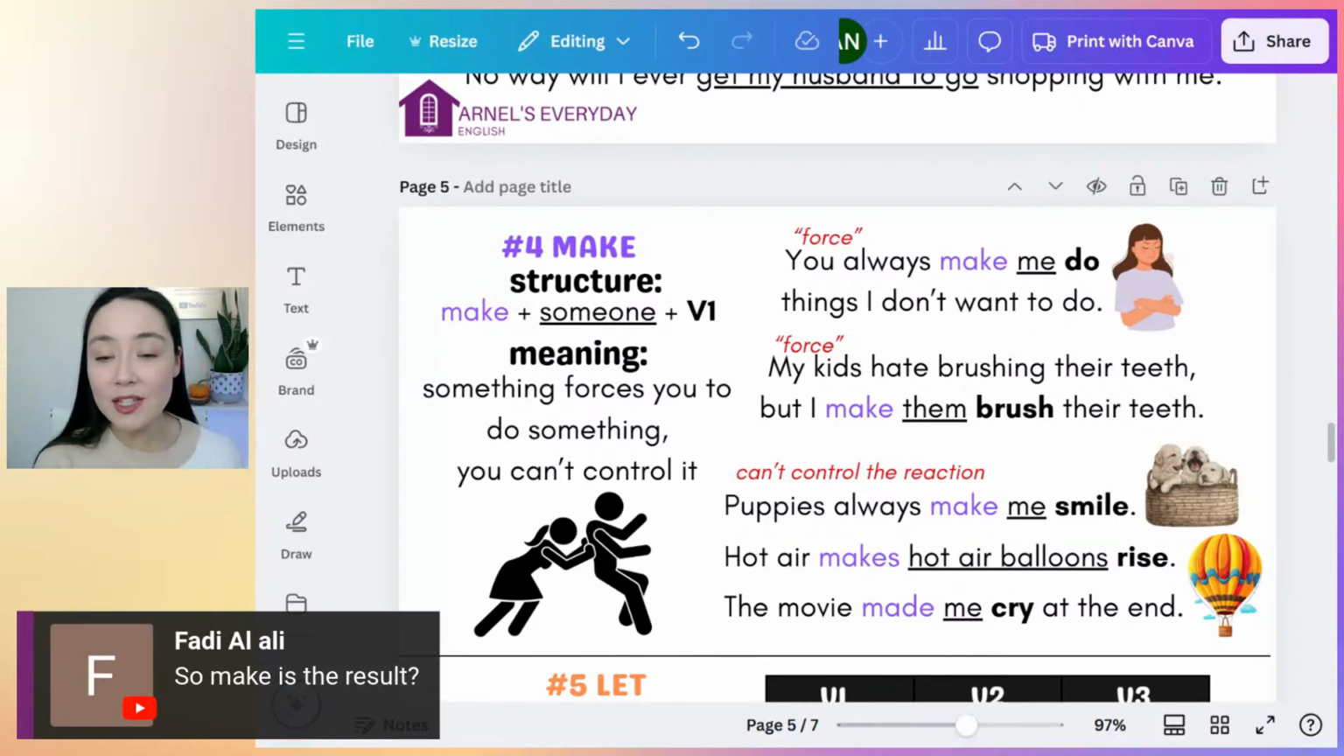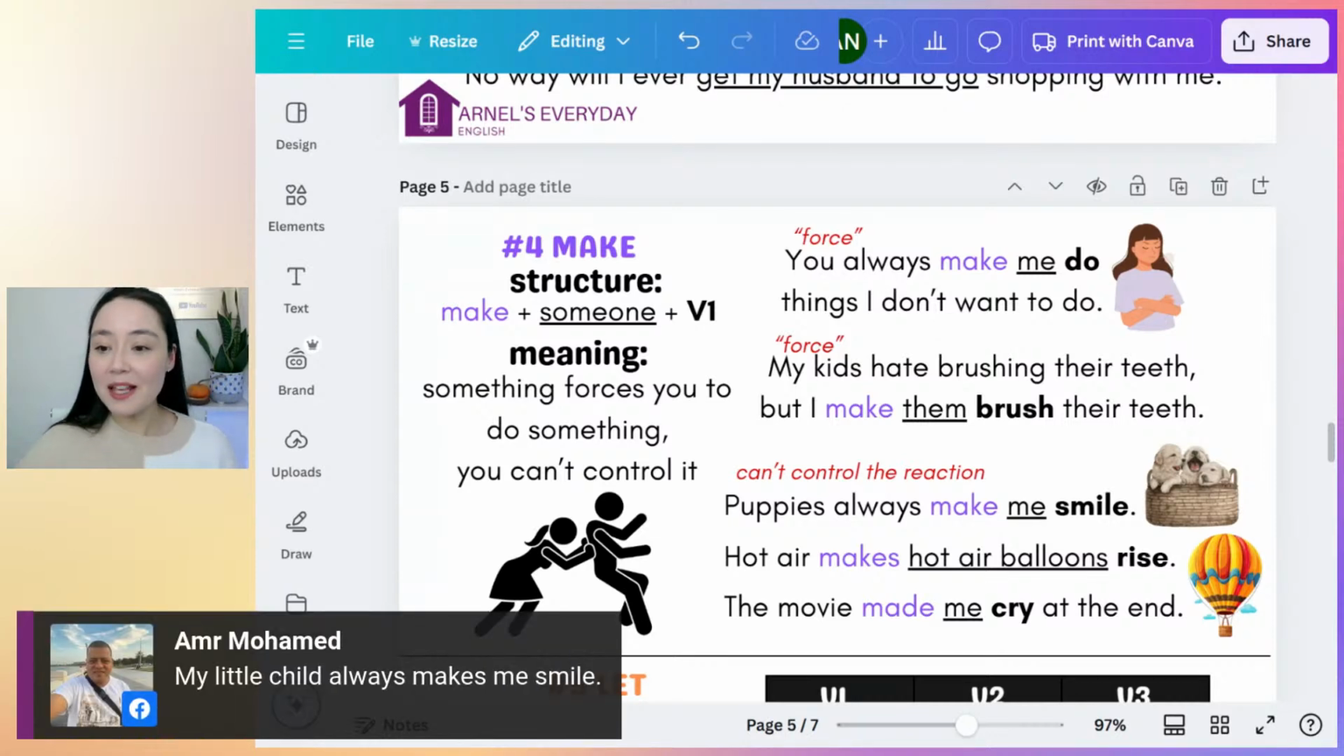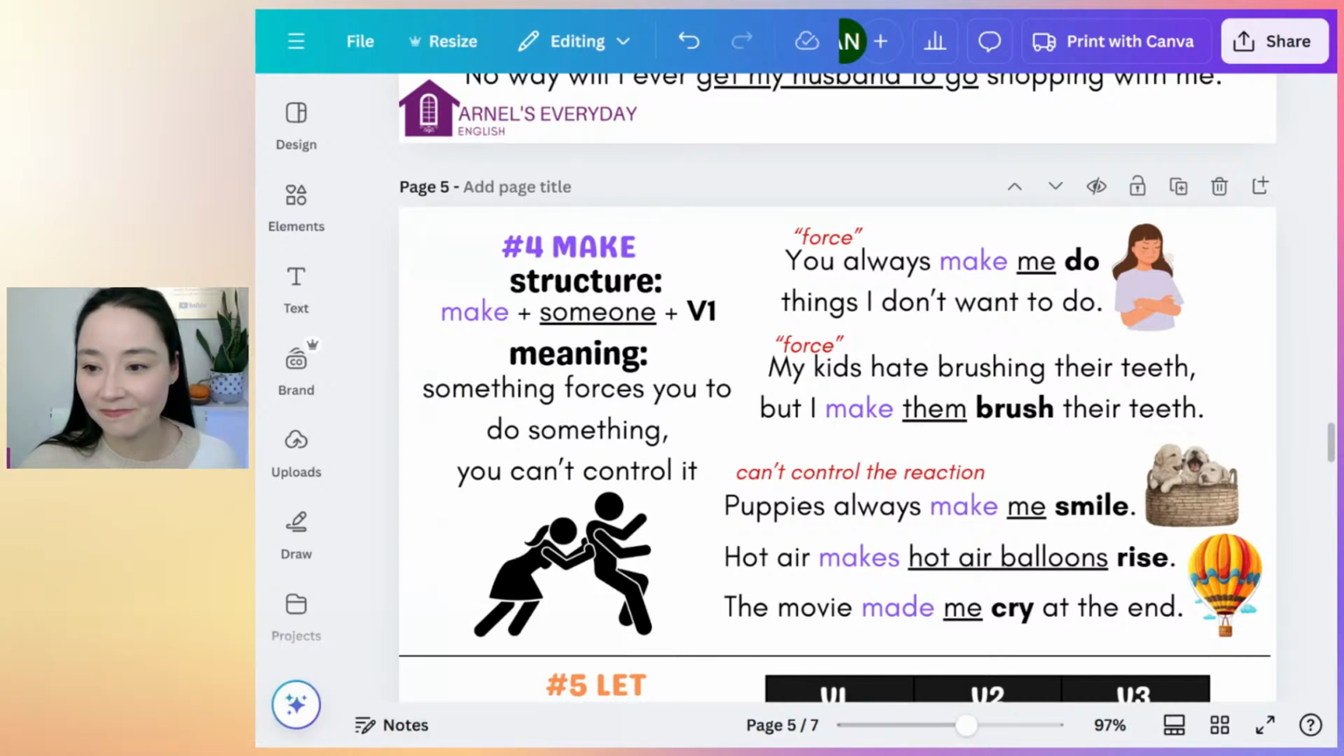Funny. So make is the result. You can think about it as the result because if someone makes you do something, it results in an action. Yeah, you can think about it like that. Amir says, my little child always makes me smile. That's very sweet. Absolutely. They make me smile. Love it. Okay, we're done with make. Make was only one structure. Let's keep moving.